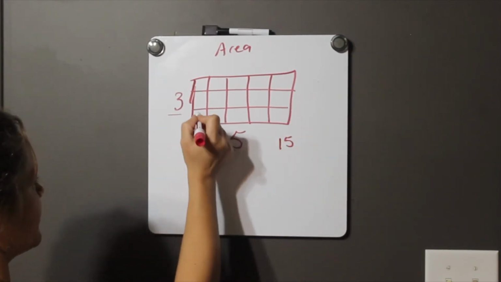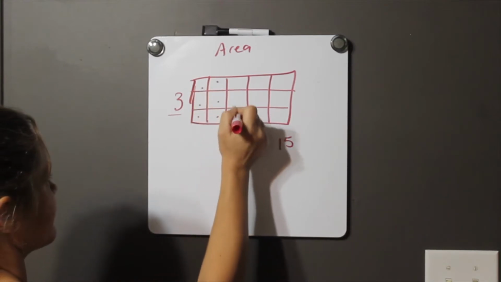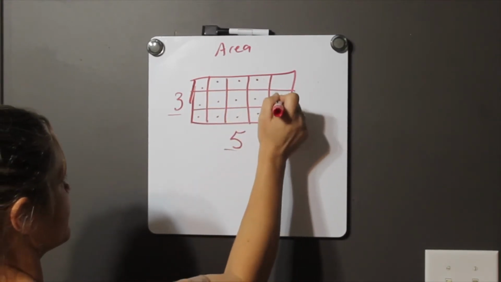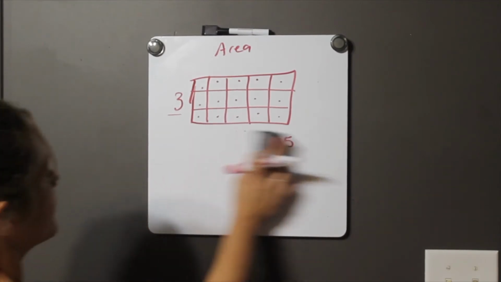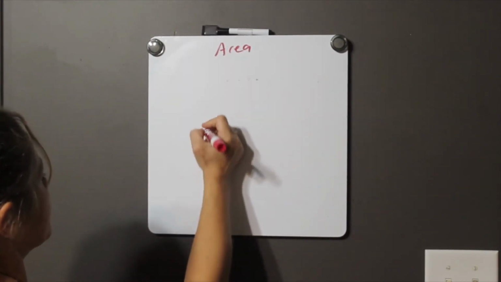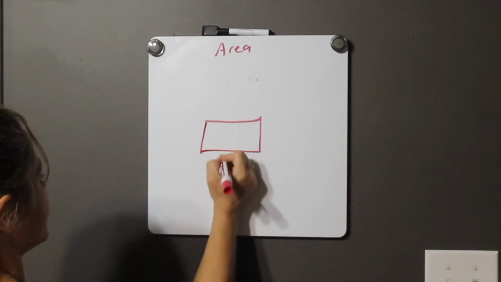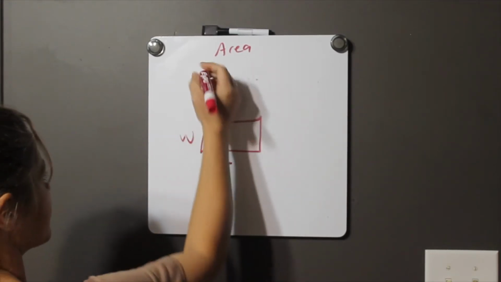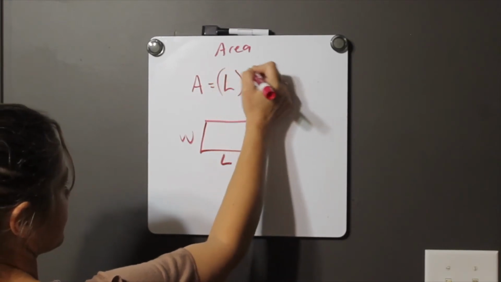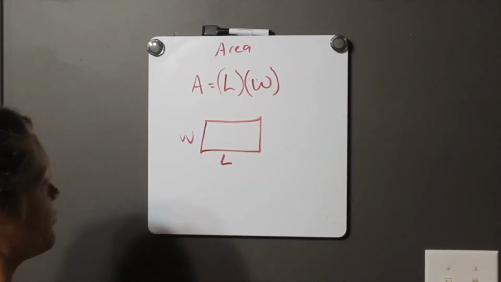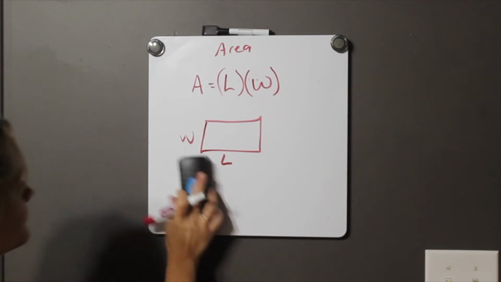If we counted these up, we'd have 1, 2, 3, 4, 5, 6, 7, 8, 9, 10, 11, 12, 13, 14, 15. So the formula for finding the area of a rectangle is length times width. So you just multiply your width and your length.